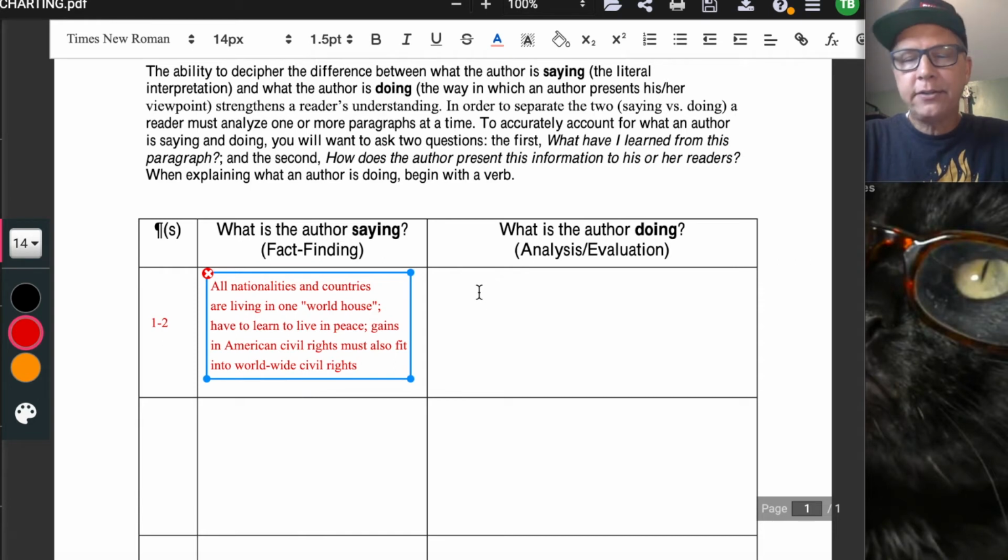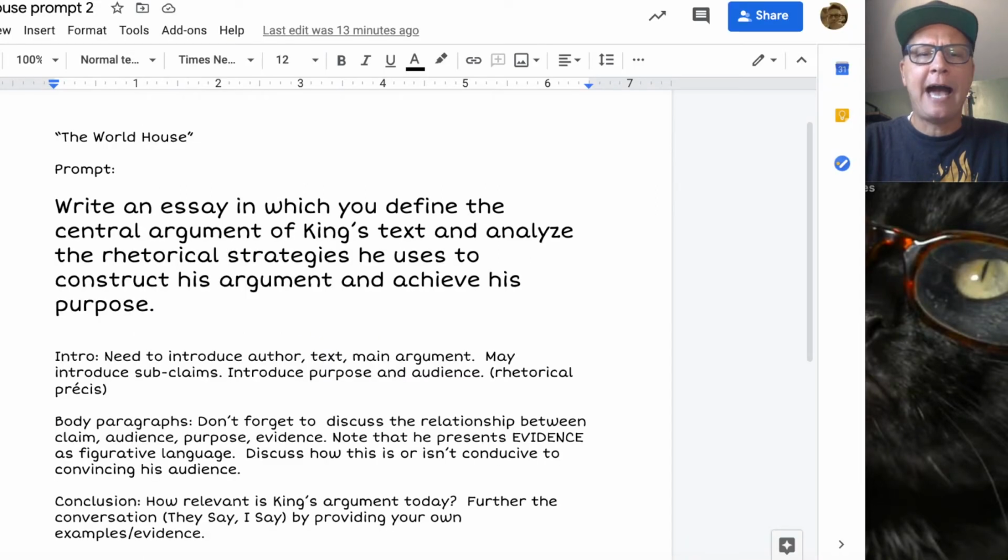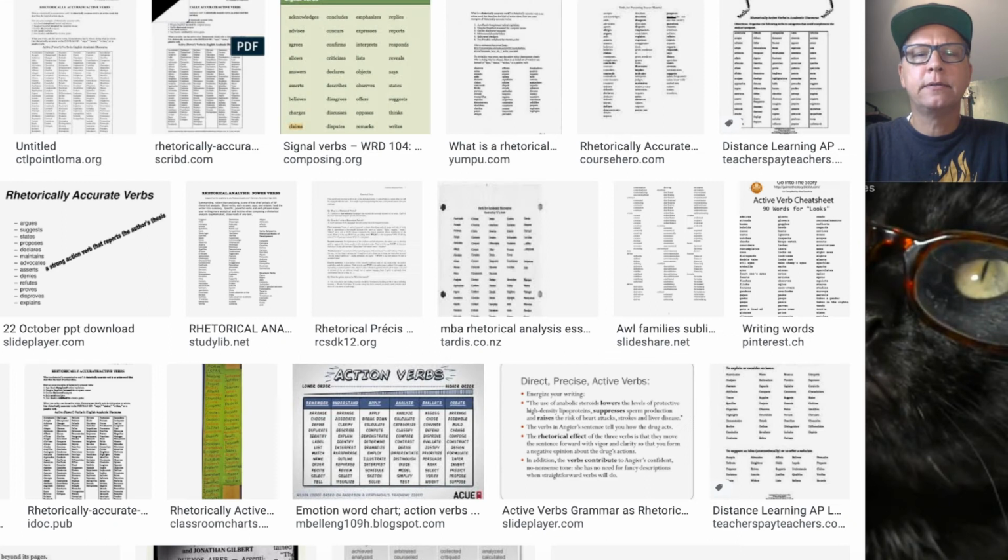Now this gets a little bit trickier. What is the author doing? And so I want to evaluate, well, what's happening here? What is Martin Luther King here trying to accomplish in these two paragraphs? So it kind of takes a step back. And a lot of people will look at a list of rhetorically active verbs. They're not hard to find. If you Google rhetorically active verbs, you can find a ton of options, right?